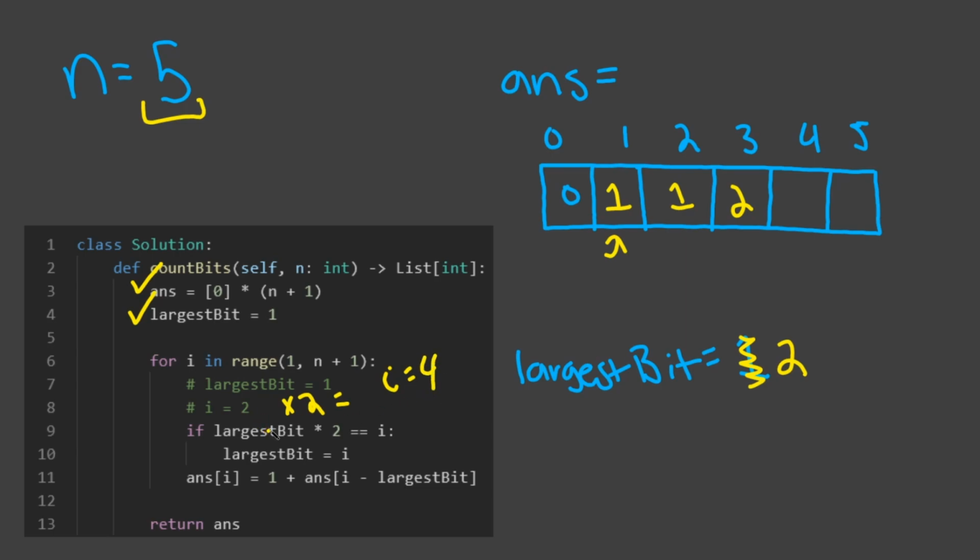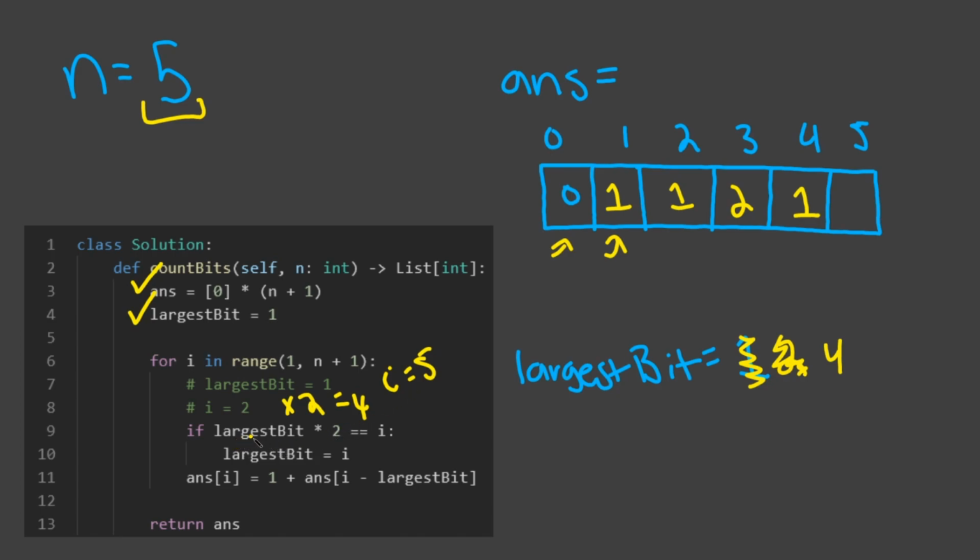So let's see, largest bit is 2, so 2 times 2 is equal to 4. So now we're going to update our largest bit to be 4. And then we update our answers at I, which is 4, to be equal to 1 plus answers at 4 minus 4, so this would be 0, which is also a 0 value, so we would just store a 1 at index 4. So now for our last iteration, we're at I equals 5.